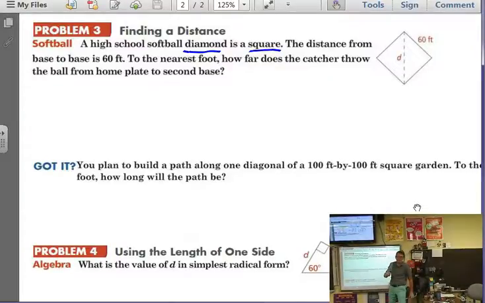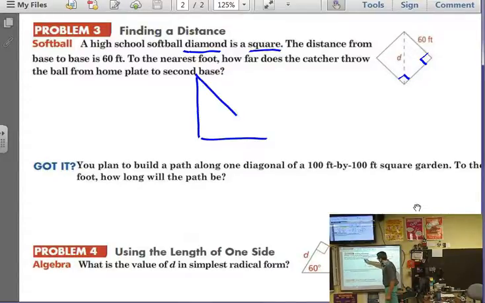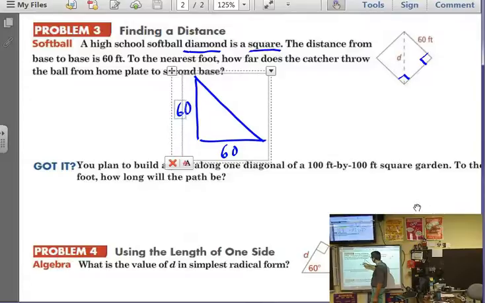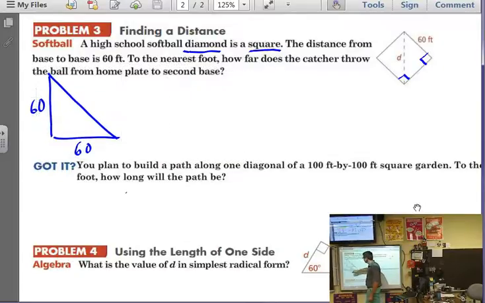So we know there is a 90-degree intersection from the first baseline to the second baseline. Then we have a 45, 45, 90, because if this was 90, then this would be bisecting it. So what we really have is a right triangle with legs of 60, and the hypotenuse will be the distance from home to second base.